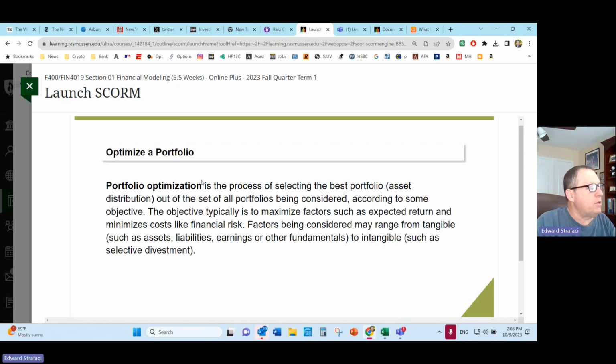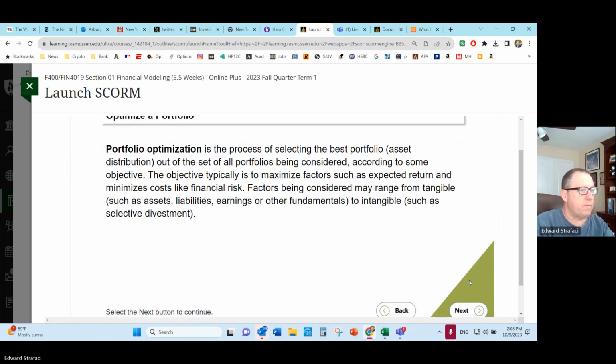Portfolio optimization is the process of selecting the best portfolio out of a set of all portfolios according to some objective. The objective typically is to maximize factors such as the expected rate of return and minimize risk. So we're trying to get the most return with the least amount of variance. Go back to your statistics: the least amount of variance. Factors being considered may range from tangible, such as assets, liability, earnings, to intangible, such as selective divestment.